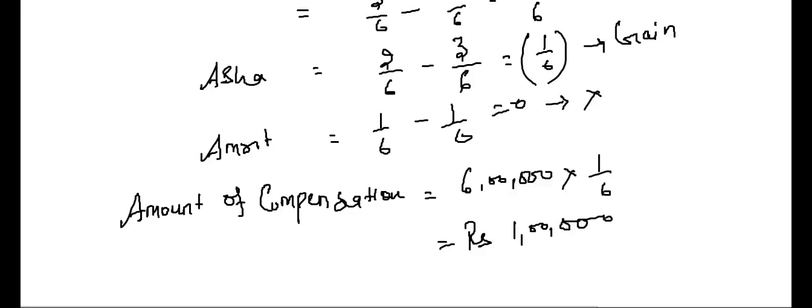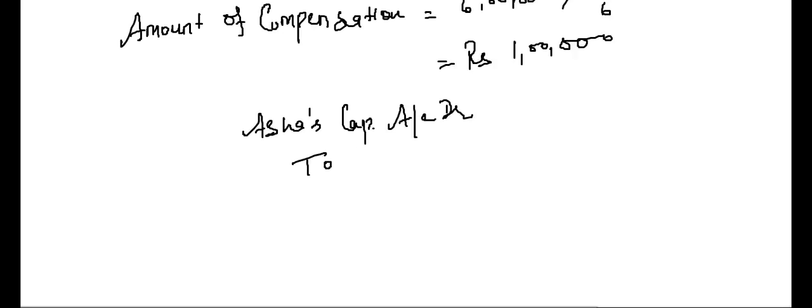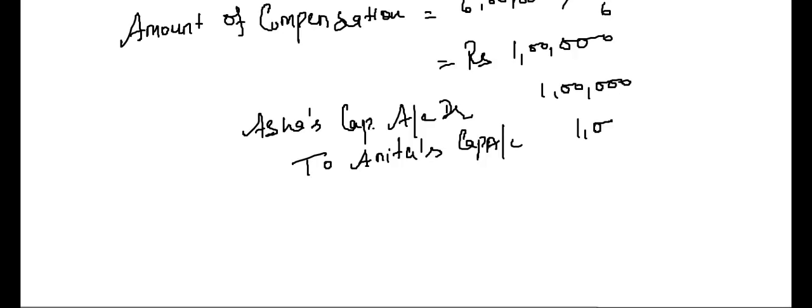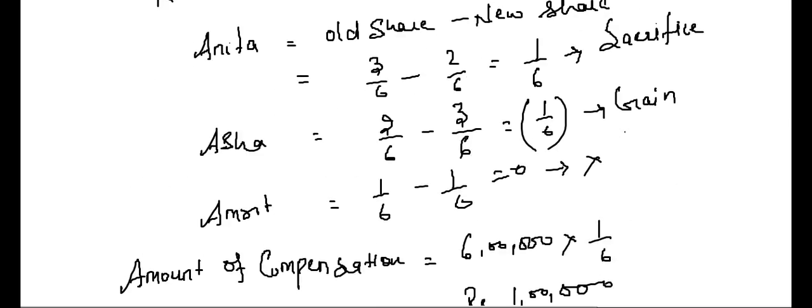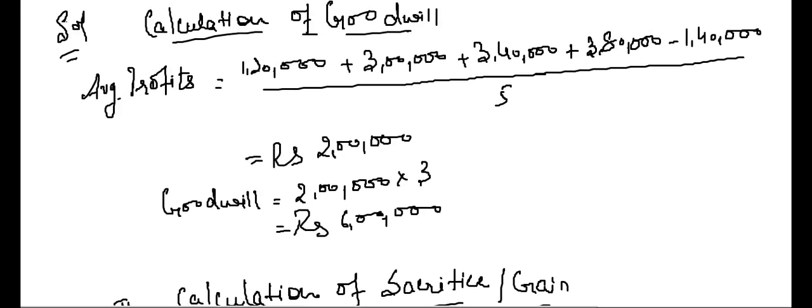Who will pay this compensation? Asha. So the journal entry will be Asha's capital account debit, and to whom the compensation is payable? To only Anita. Amrit will not get anything because there is no sacrifice by Amrit. Please make sure of this. Compensation will be payable only to the partner who is sacrificing. There is no sacrifice by Amrit. Clear?